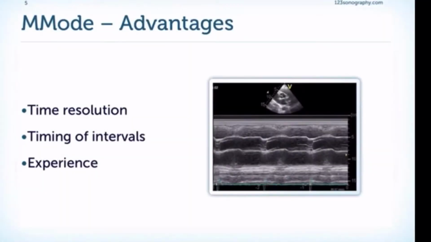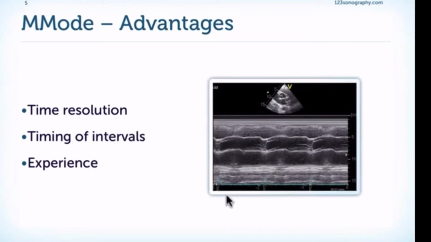Even though M-mode is an old technique, it has a number of advantages. The first advantage is we have a very good time resolution. We can really see fast or quickly moving structures very nicely. Here is the aortic valve, and you can see the flutter motion of the cusps.